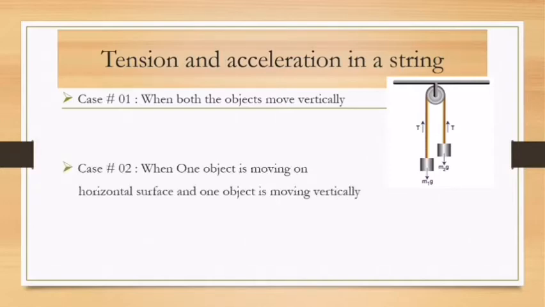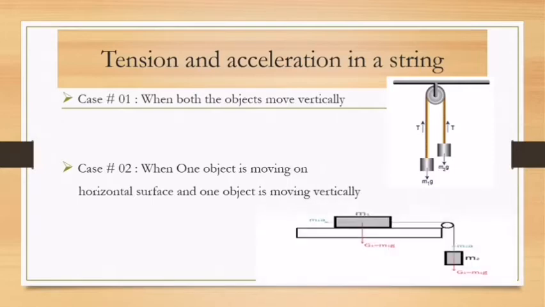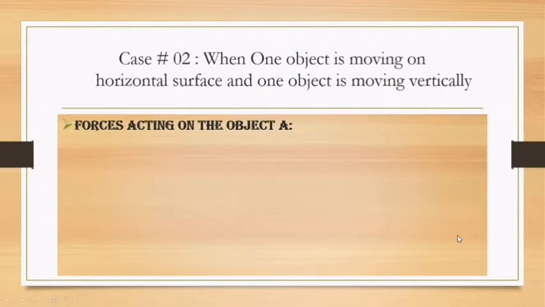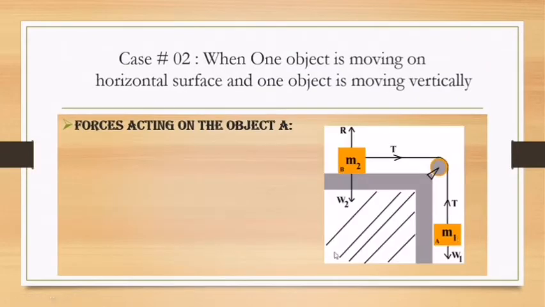Today we are going to move towards case number 2, which says that when one object is moving on a horizontal surface as shown and one is moving in the vertical direction. You can see that the body of mass m1 is moving on a horizontal table or horizontal surface, and the body of mass m2 is moving in the vertical direction. In this diagram you can see that a body of mass m2, let's say this body is B, is attached with a string and placed over a horizontal table. This string is passing over a frictionless pulley, and the other end of the string is attached with a body of mass m1, and let's say this body is A.